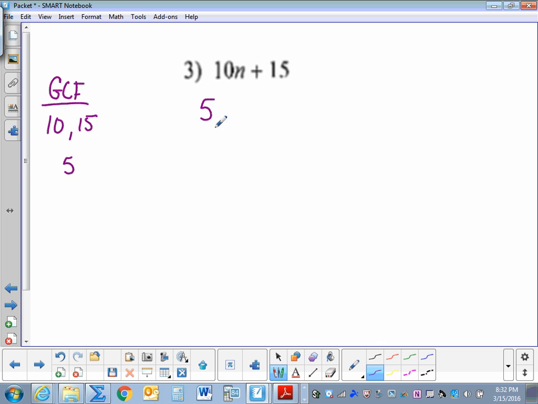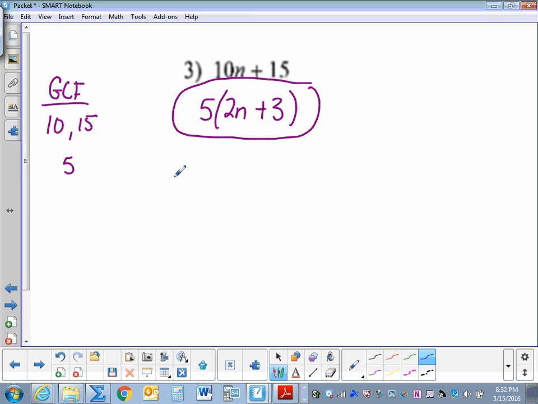So we're going to write 5, and then parentheses or quantity. And then we're going to take 10n divided by 5 and get 2n, and 15 divided by 5 and get 3. And this is our factored form. And a way we can check is using the distributive property, 10n plus 15. Did we get what we started with? Yes. So that's correct.